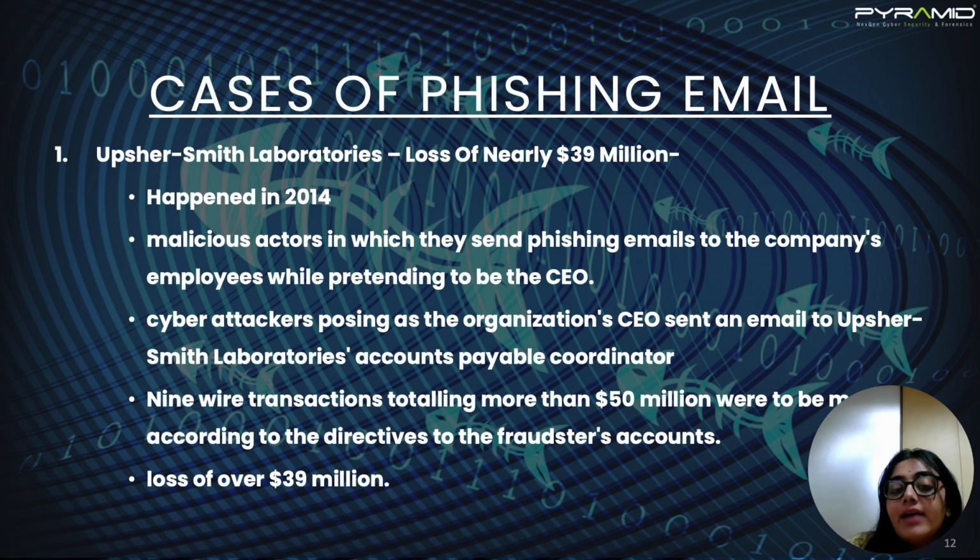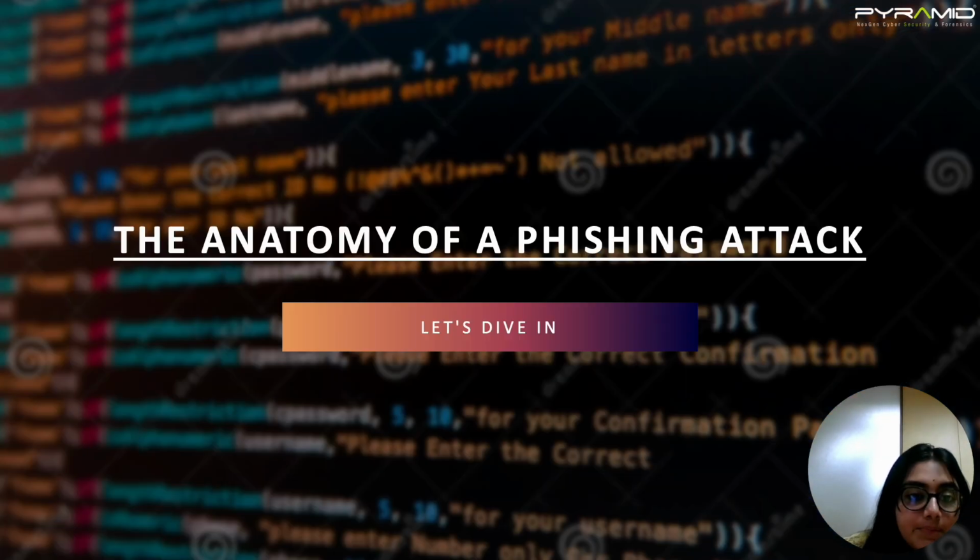Nine wire transactions totaling more than $50 million were to be made according to the directives to the fraudster's account. Even though the company was able to halt one of the bank transfers, it still suffered a loss of over $39 million. Now, you know how dangerous this phishing email is.